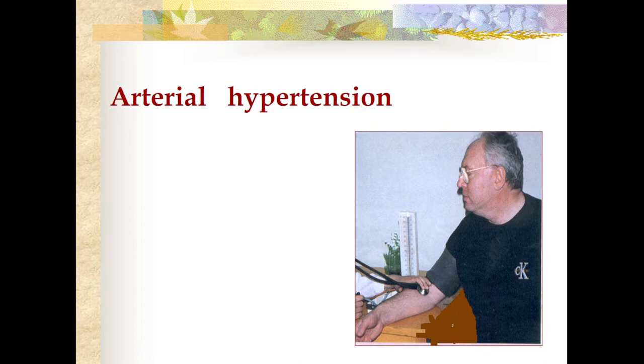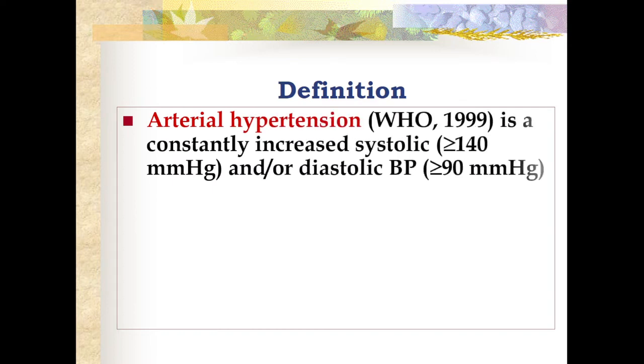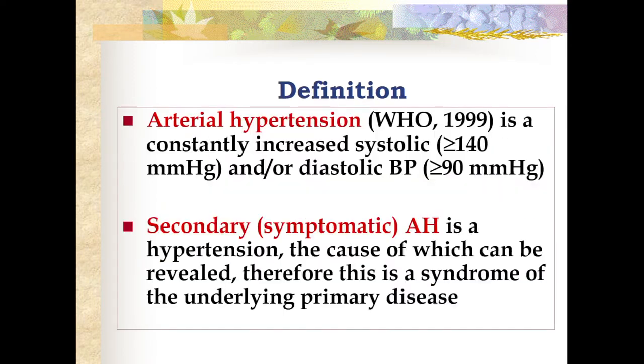Good afternoon, dear students. Our topic, arterial hypertension. What does it mean, arterial hypertension? Arterial hypertension is a pathological condition which is characterized by constantly increased systolic blood pressure, more than 140 millimeters of mercury, and or diastolic blood pressure, more than 90 millimeters of mercury, which we can reveal not less than 3 times during 4 weeks.